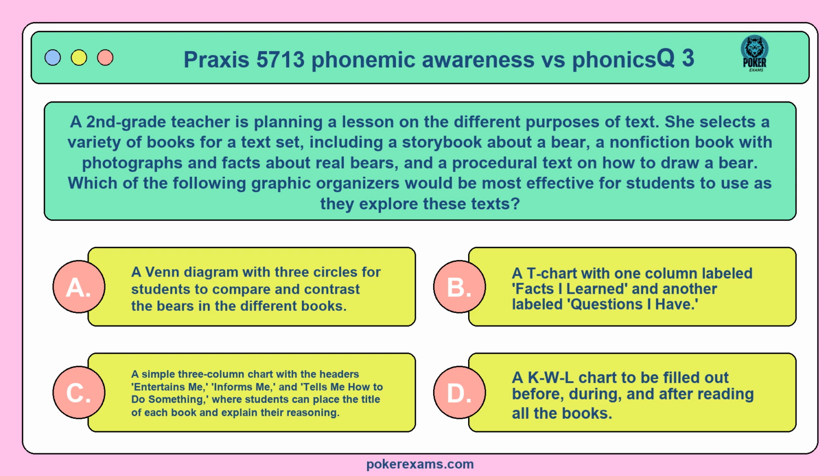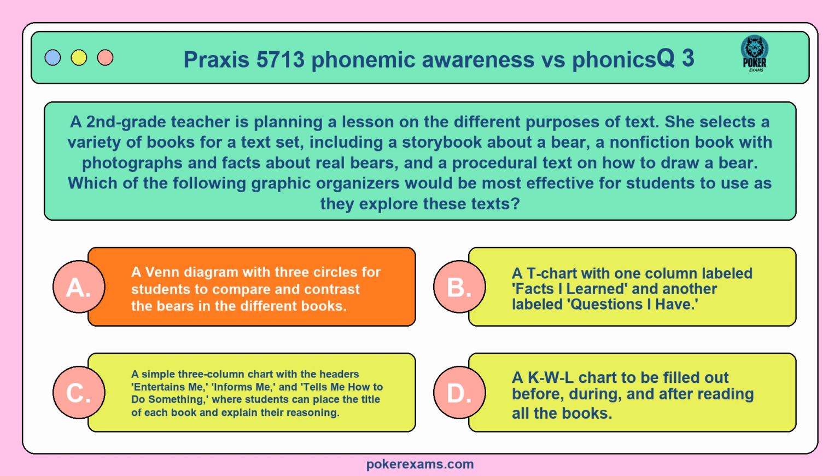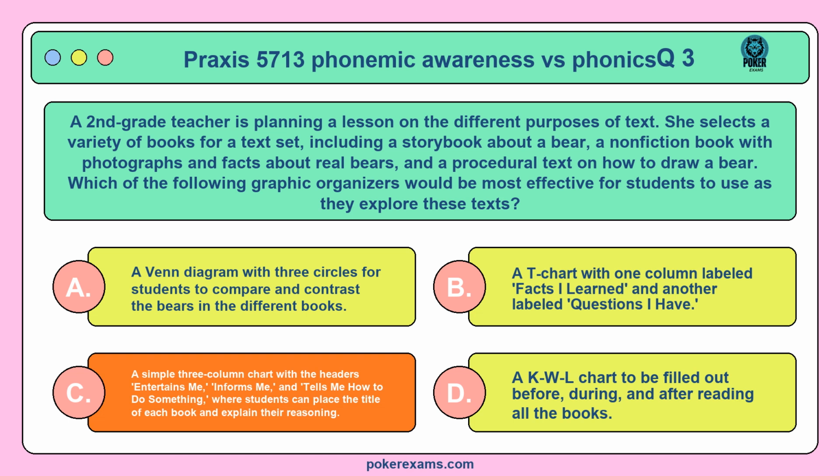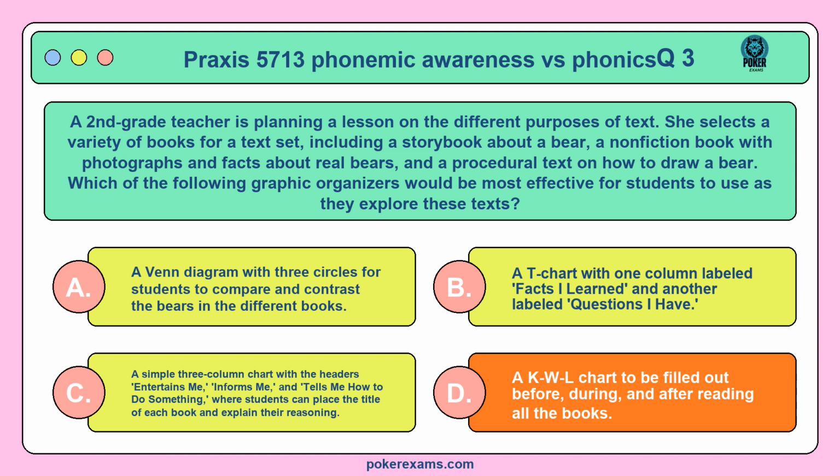Option A. A Venn diagram with 3 circles for students to compare and contrast the bears in the different books. B. A T-chart with 1 column labeled facts I learned and another labeled questions I have. C. A simple 3-column chart with the headers entertains me, informs me, and tells me how to do something, where students can place the title of each book and explain their reasoning. Or D. A KWL chart to be filled out before, during, and after reading all the books.